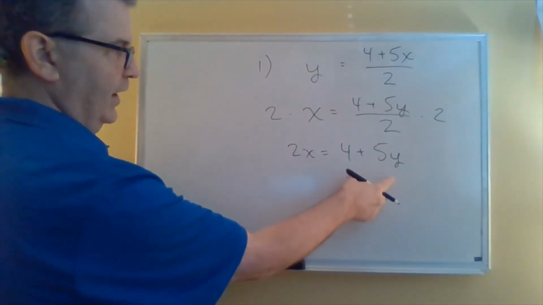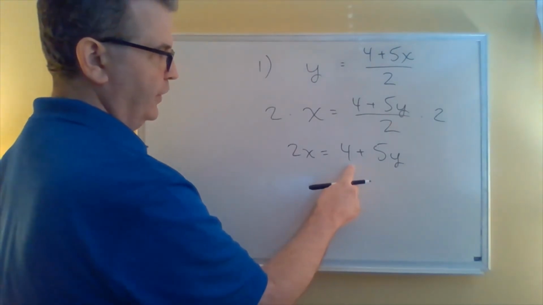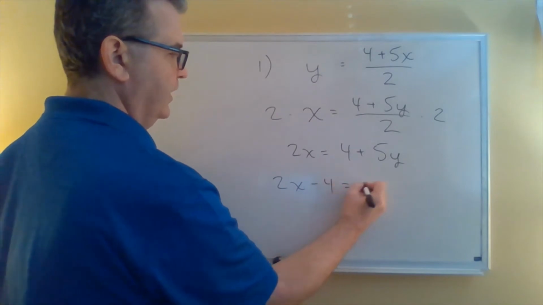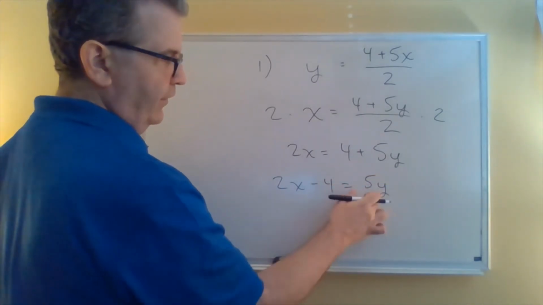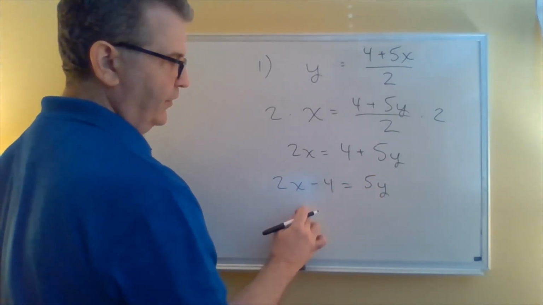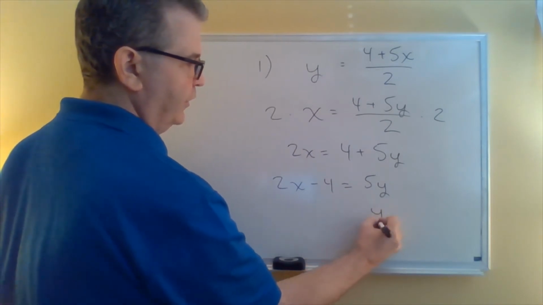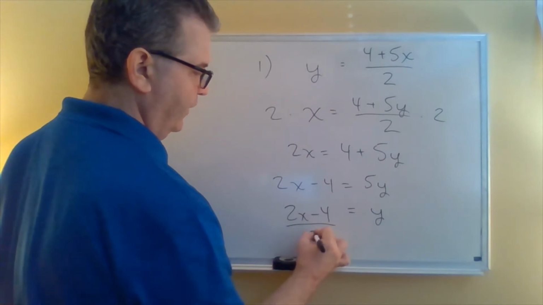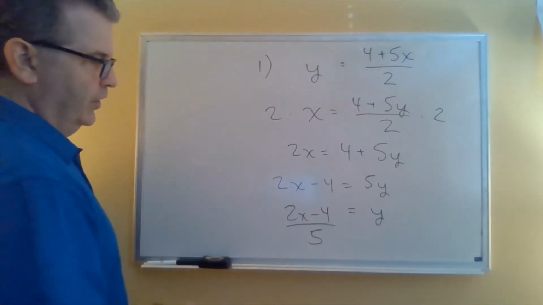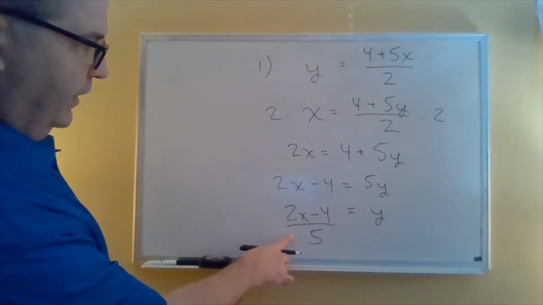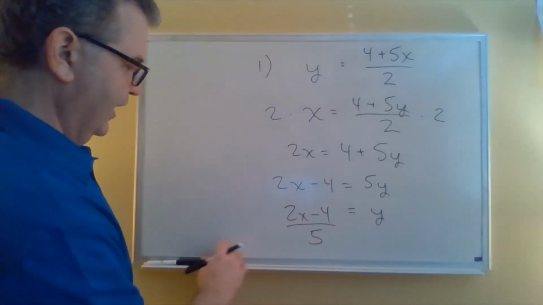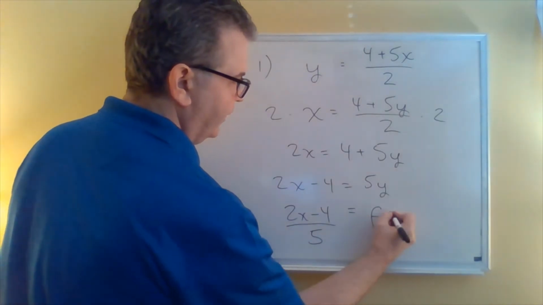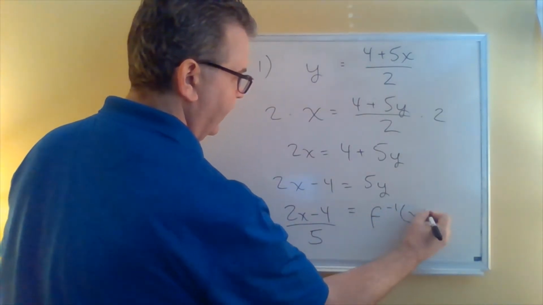Now we need to solve this right side for y. So the first thing we're going to do is subtract 4 from each side. We'll end up with 2x minus 4 equals 5y. And finally, get y by itself. We're going to divide each side by 5. So we'll end up with y equals 2x minus 4 over 5. I've run out of room here, but the only thing left to do now is, when we get to the end, just change our y to our inverse notation, which is f to the -1 of x.